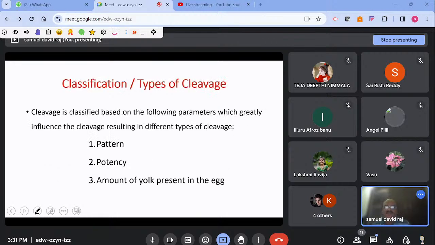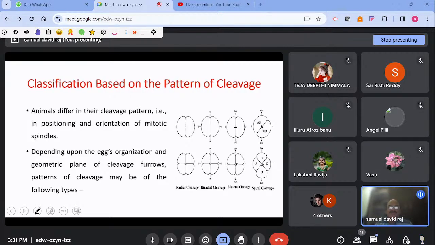Coming to the types of cleavage, there are different types, and these are based on the pattern of the cleavage, the potency of the egg, and also the amount of yolk present in the egg. Let us see one by one quickly. Coming to the classification based on the pattern of cleavage, there are four types: radial cleavage, biradial cleavage, bilateral cleavage, and spiral cleavage.